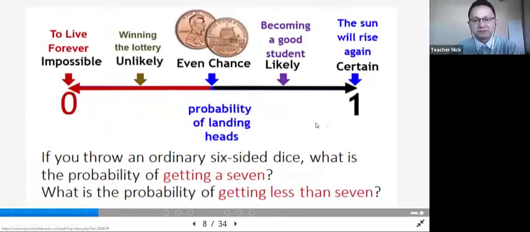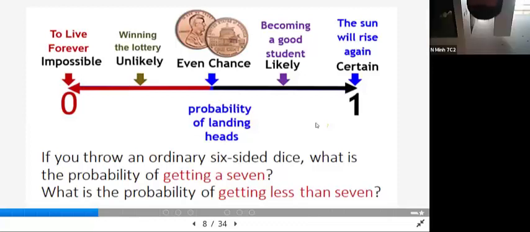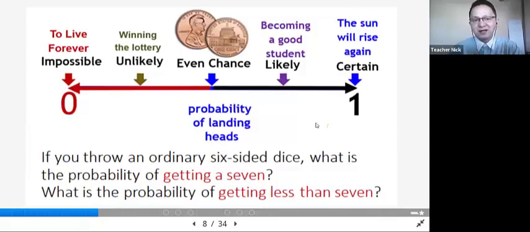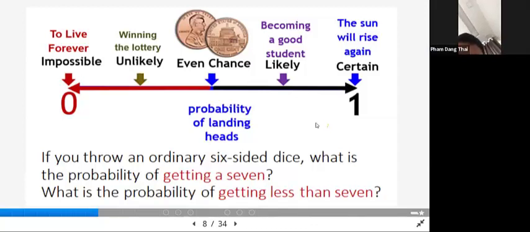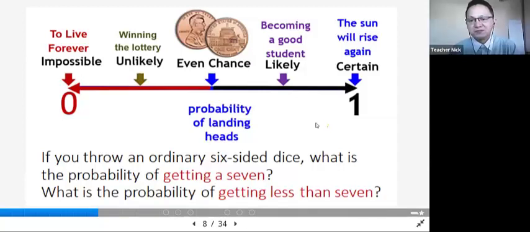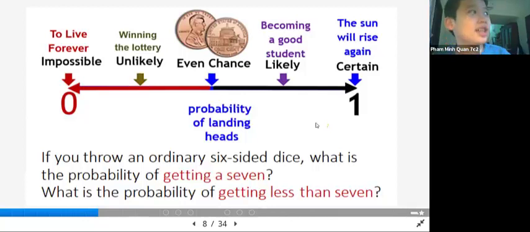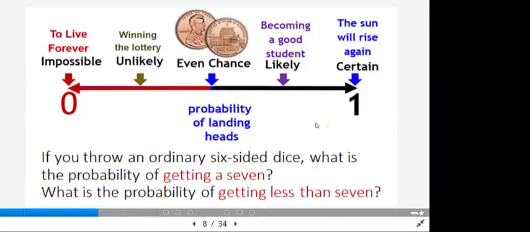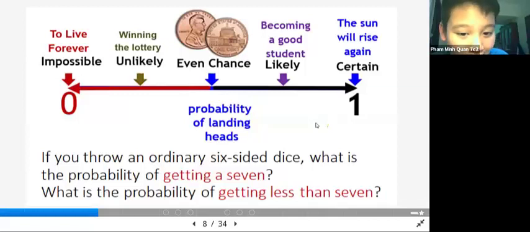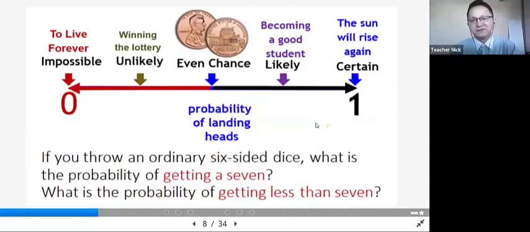Another example here: to live forever is 0. It's impossible to live forever, right? And winning the lottery is unlikely. Why is it unlikely to win a lottery? Because there are so many slots, way too many slots, and they come at random chance. So only a few percent, or only a small fraction, can win a lottery.